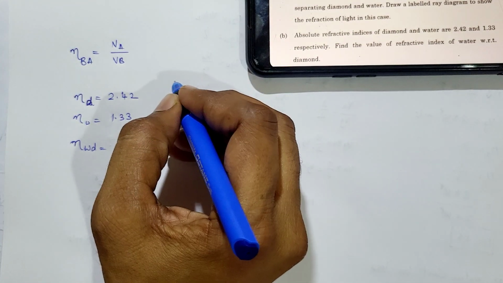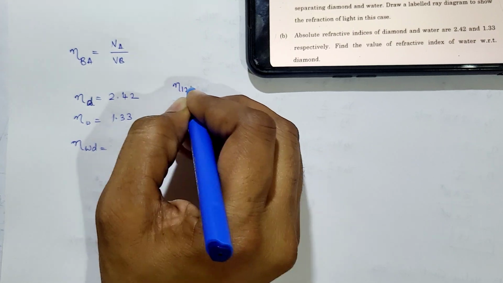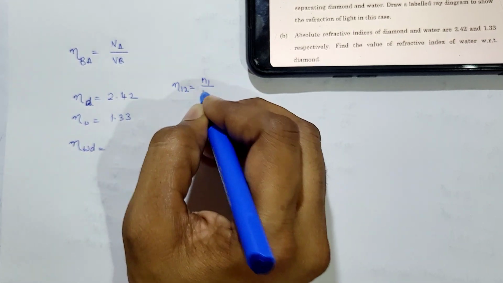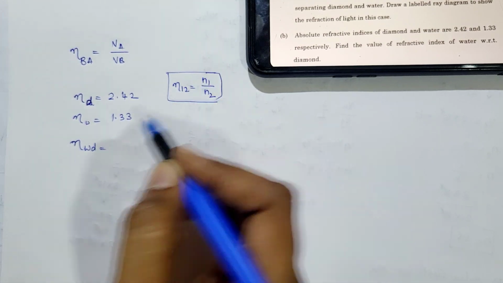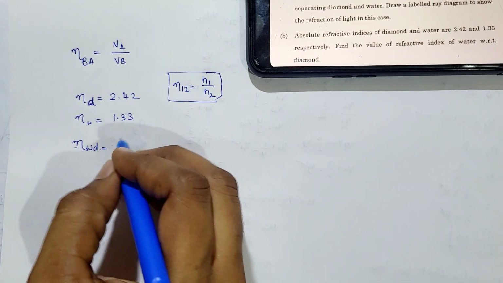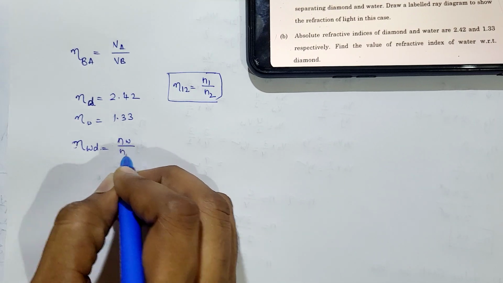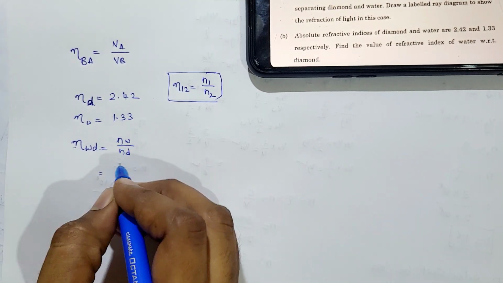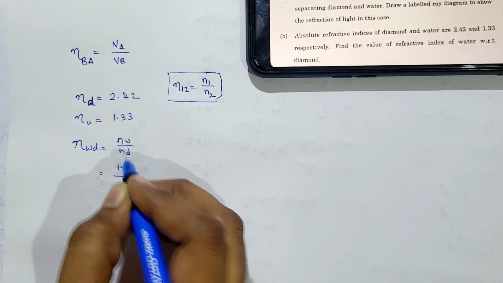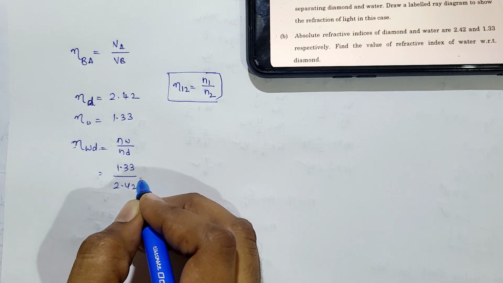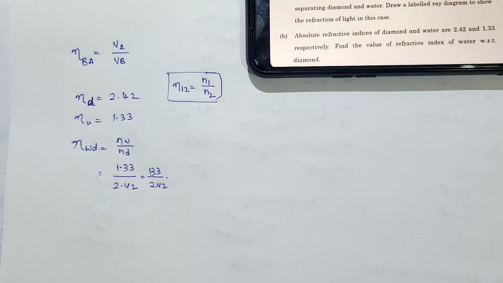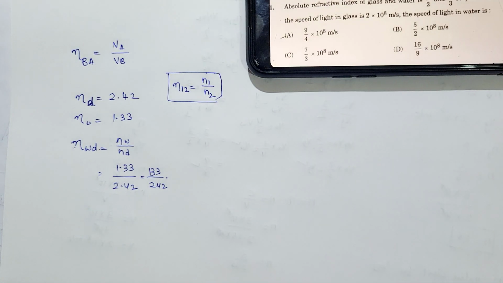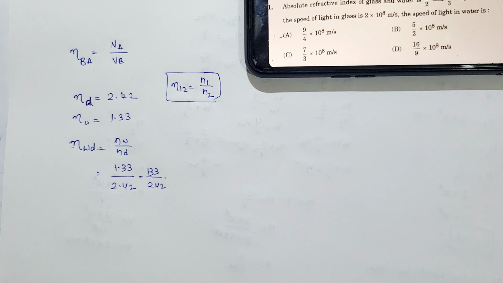There is one more formula. Refractive index of 1 with respect to 2 is equal to n1 divided by n2. So now if we use this one, NWD is equal to NW divided by ND. What is NW? 1.33. ND is 2.42. That will be 133 divided by 242. This much only. This question, see how nicely they asked simply to confuse students.